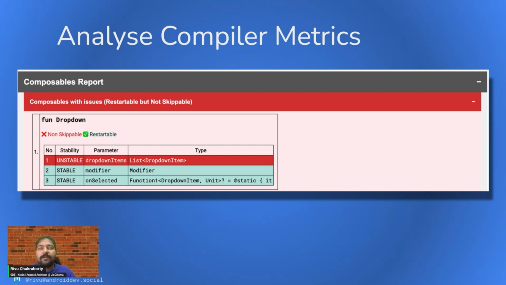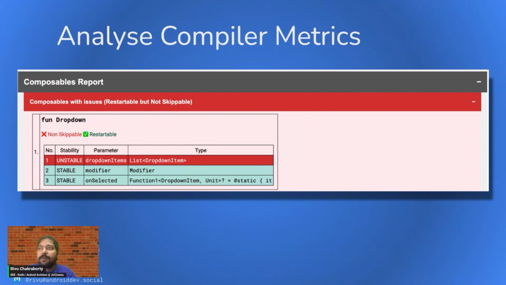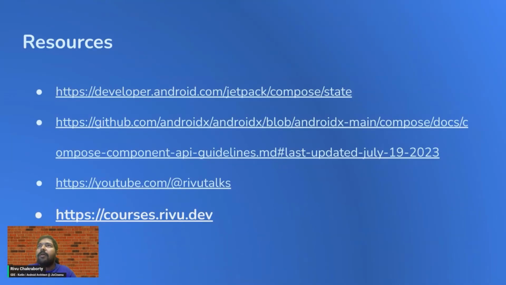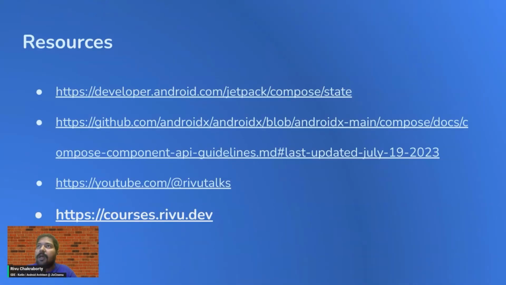So what does skippable mean? Unless this item is changed, it should not recompose, right? That is what skippable is. Similarly, there are multiple other reports you can generate, and multiple other sections where you can see details on the data, like what is working and what is not working.